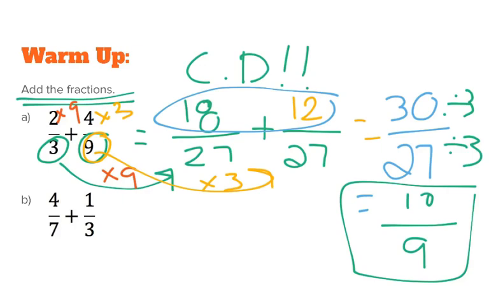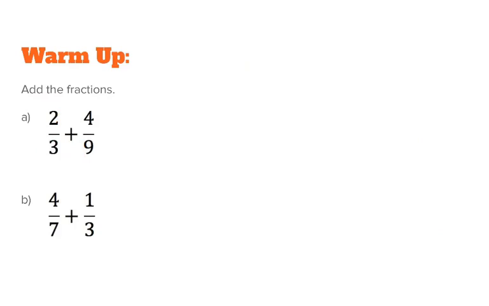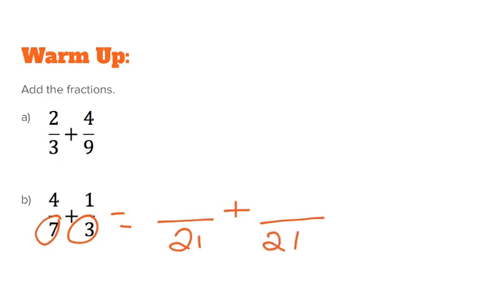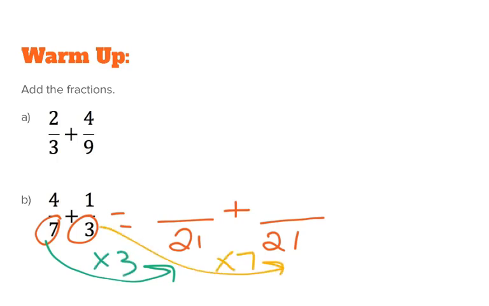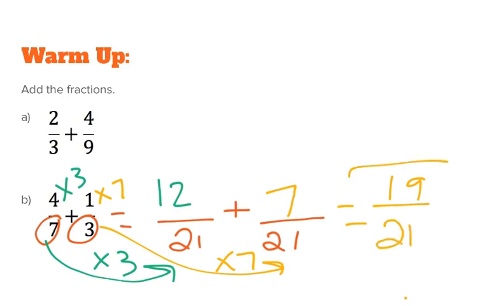Okay, let's practice the exact same thing, this time with part B. So when I look at my denominators, I have 7 and 3. I think the easiest way would just be to multiply those together, 7 and 3, get 21, and then say, okay, how did I get from 7 to 21? I times by 3. How did I get from 3 to 21? I times by 7. So I'm going to times this one by 7 and this one by 3. 4 times 3 is 12, and 1 times 7 is 7. Adding that up together, I would get 19 over 21, which cannot be reduced, so I leave it like that.